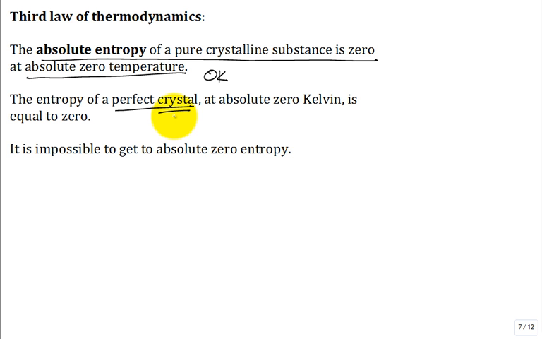0 Kelvin, how much wiggling, jiggling, and motion is there at the molecular level? 0, it's dead stop. That's why you have it. Crystalline, pure crystalline substance, 0 Kelvin. Gives you no uncertainty, and hence the absolute entropy is set to 0. Is it possible to get there? No, it's impossible to get there.